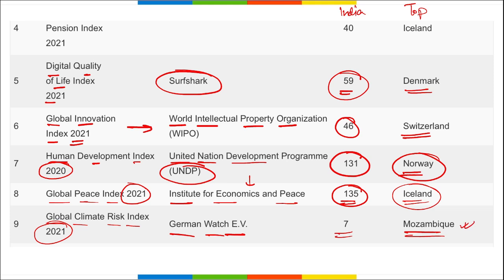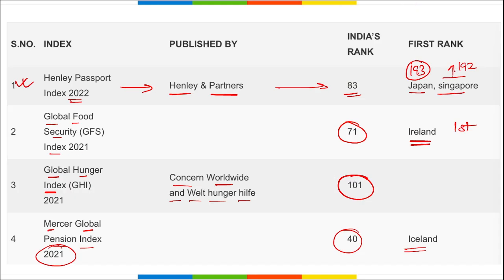That means Mozambique faces the maximum climate risk. All right, the risk due to climate is faced the most by Mozambique, and the rank of India in this index is 7. So friends, take a screenshot of this. Some other indexes will be covered in the next part, but these are also important indexes that you should definitely know.